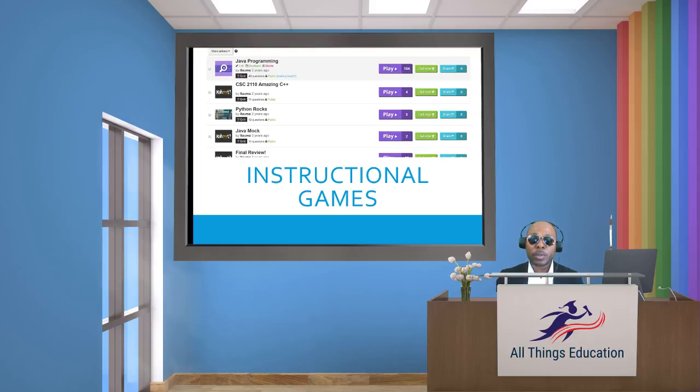So on the average, we can observe that computer-assisted instruction is considered timely. It's very beneficial in improving learner-centered classroom environments.